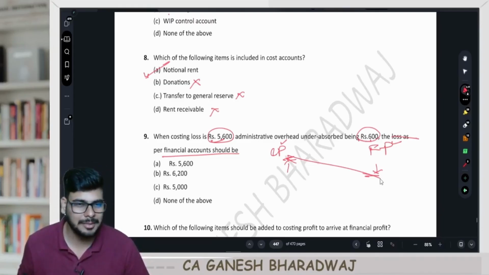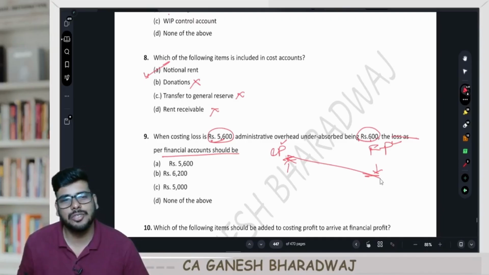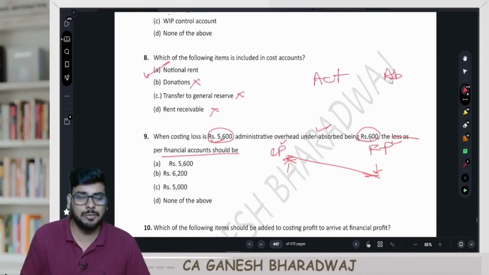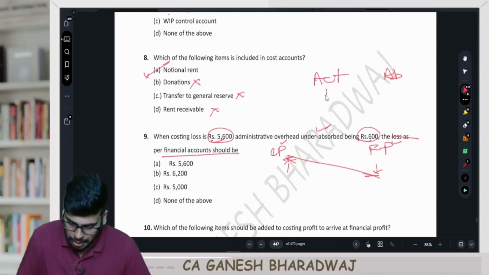Tell me what is the problem. You are looking so confused. What happened? Tell me. What is the problem? Face it. They have said admin overhead is under absorbed. Okay. Under absorbed means what? Your actual is more than absorbed.